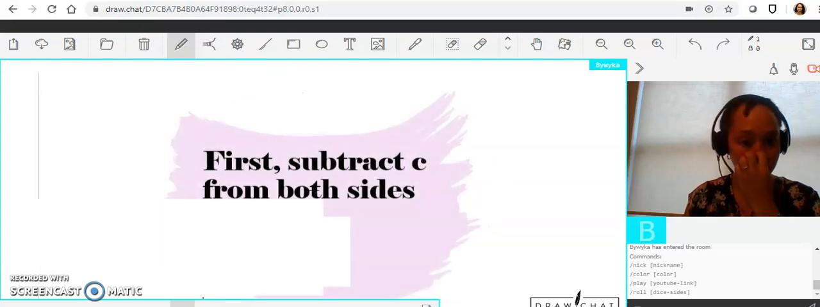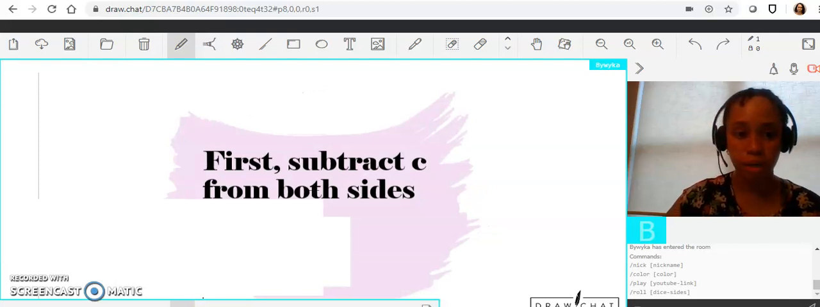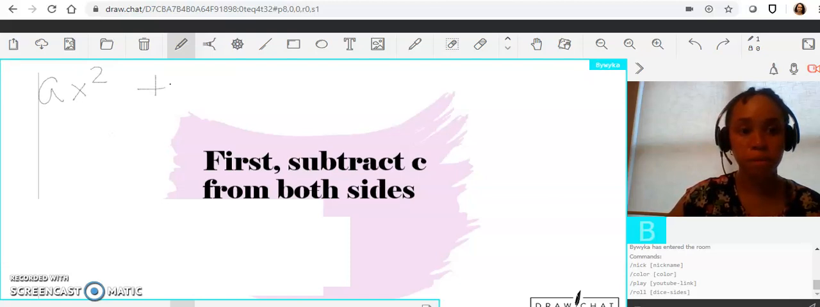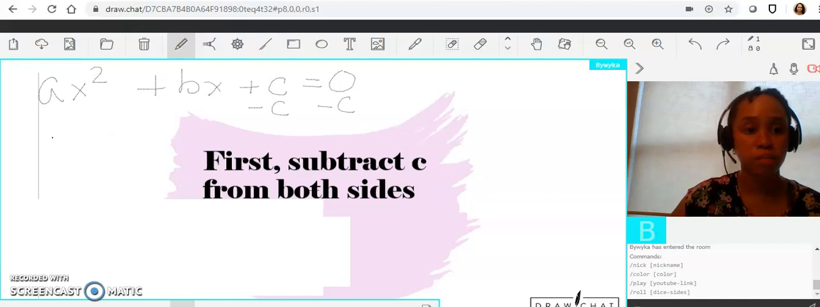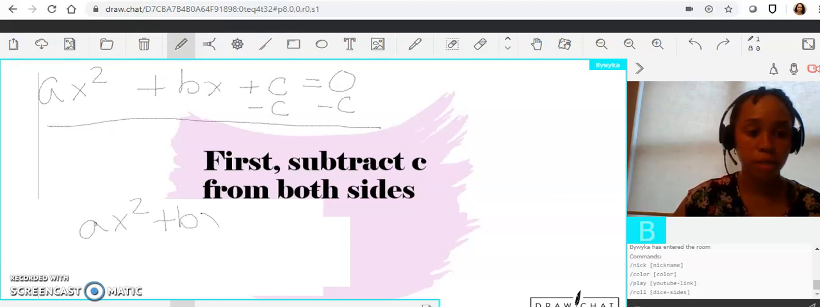So the first thing that we're going to do is subtract c from both sides. So we have ax squared plus bx plus c equals 0. And just like I would to solve an equation, I'm going to subtract c from both sides. And that's going to give me ax squared plus bx is equal to negative c.